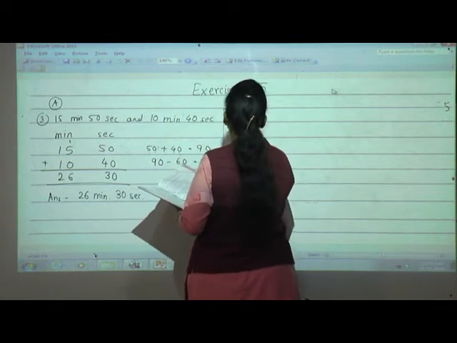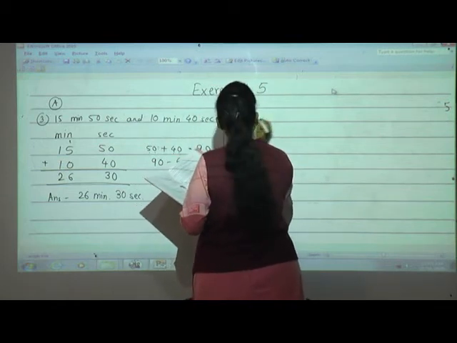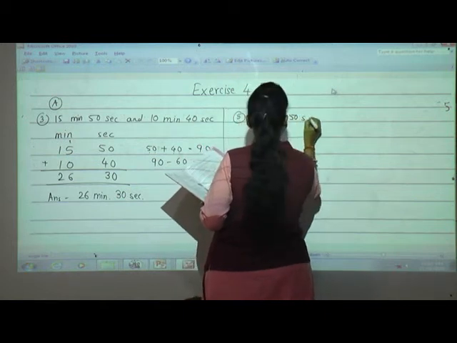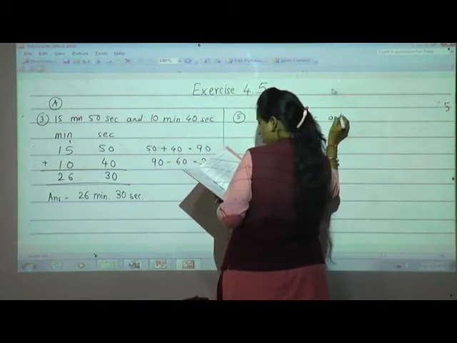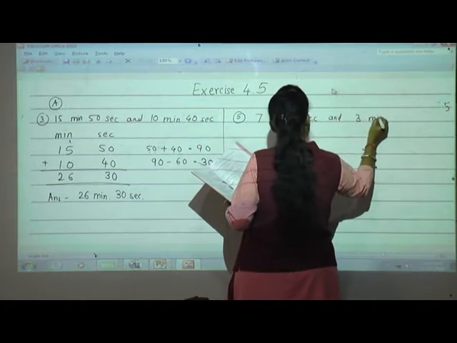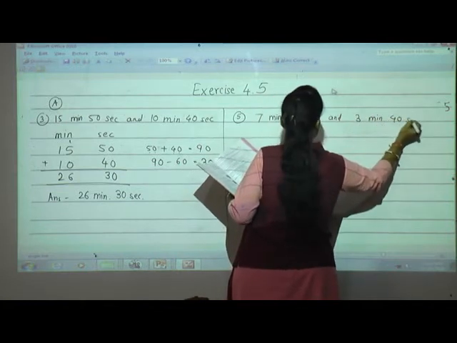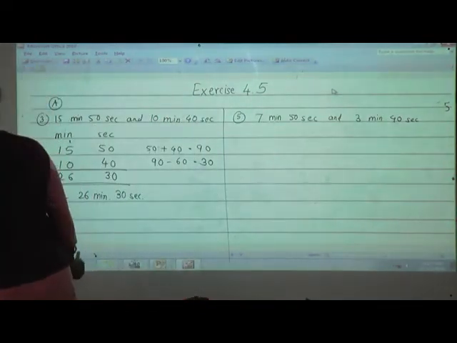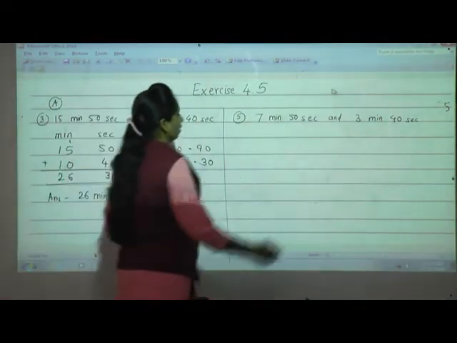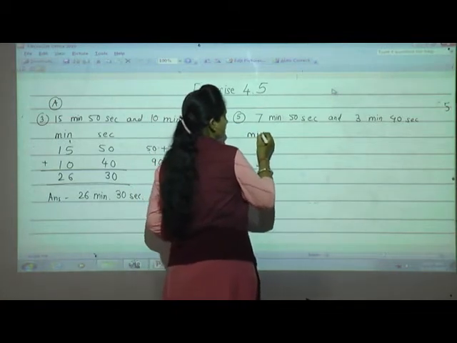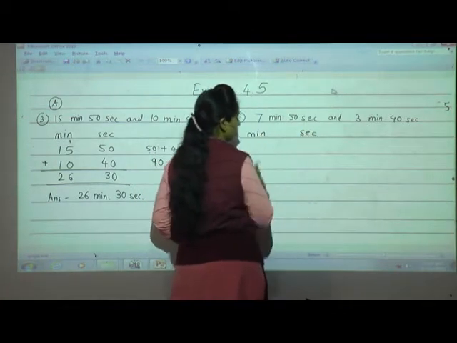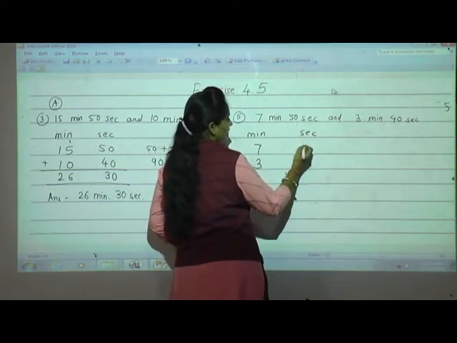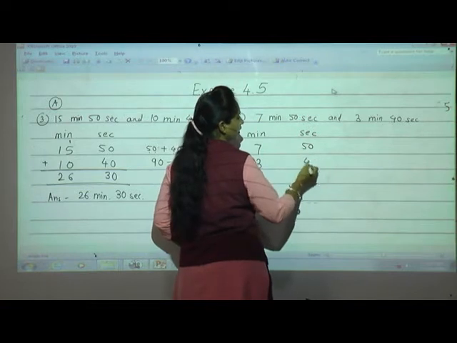7 minutes 50 seconds and 3 minutes 40 seconds. Just now we have solved the same way. Okay, so arrange minutes in the minutes column, seconds in the seconds column. Minutes 7, minutes 3 and seconds 50 and 40.